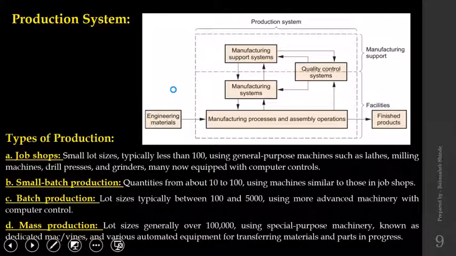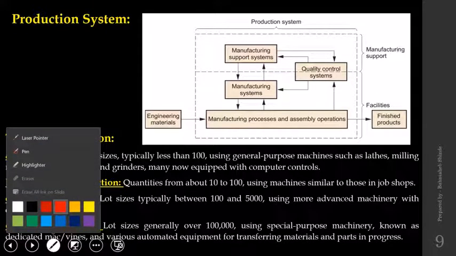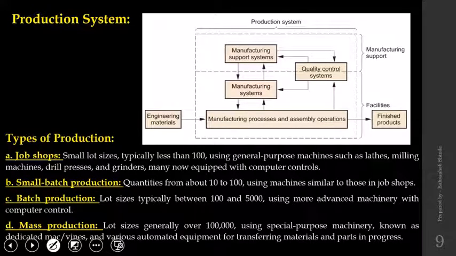Okay, let's continue. We were discussing mass production. To achieve that production rate, we need to go for special purpose machines, automated equipment, and all, right? Then comes batch production.